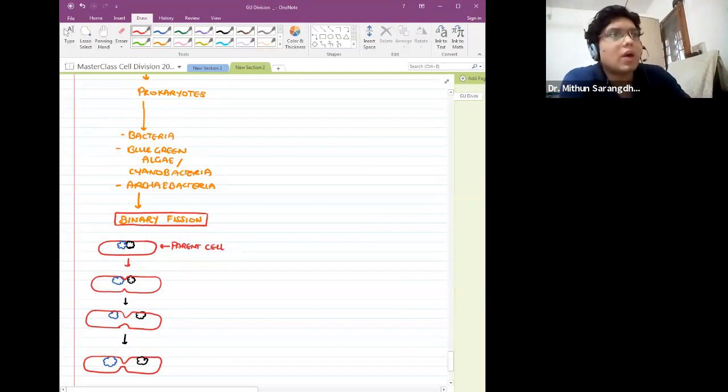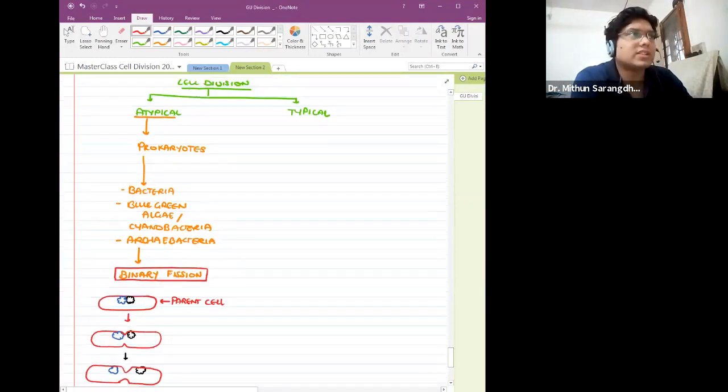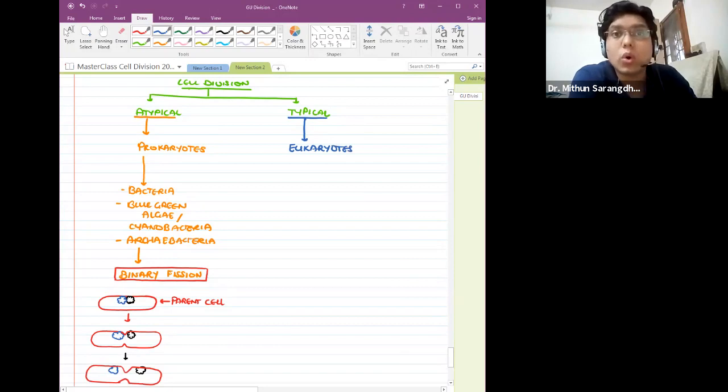Now let's move on to the next thing. So we have typical cell division. What is this typical cell division, guys? This typical cell division is actually a characteristic of all your eukaryotes. Now, who are eukaryotes? Eukaryotes are all the advanced ones, like Protista, fungi, plantae, and animalia. All of them are going to be eukaryotes.